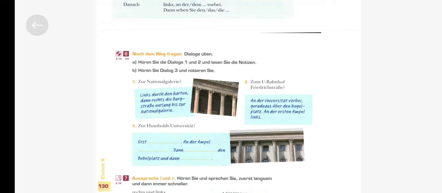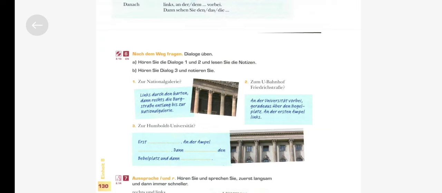Dialog 1. Entschuldigung, wie komme ich zur alten Nationalgalerie? Moment, ja, gehen Sie hier gleich links durch den Garten, dann kommen Sie auf die Burgstraße. Die gehen Sie noch ein Stück rechts hoch, dann sehen Sie die Nationalgalerie.